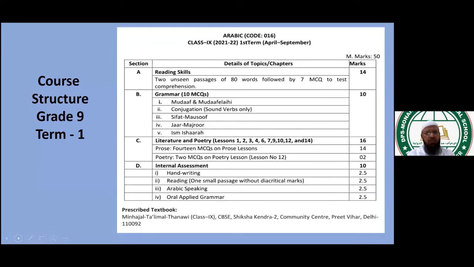Next slide, course structure for grade 9, term 1. Term 1, it will be divided into 4 sections. Section A, unseen passage, 14 marks. Section B, grammar, MCQs, 10. Section C, literature and poetry, 16. And internal assessment, 10 marks, same like grade 10. And for grade 9, there will be 10 lessons, 9 prose and 1 poet.